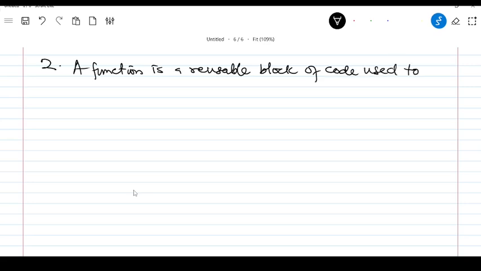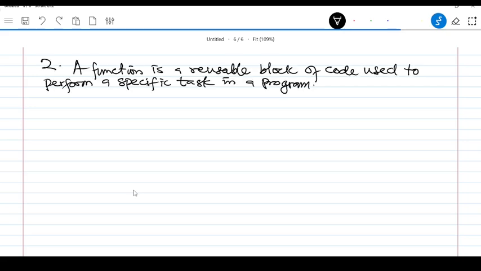A function is a reusable block of code used to perform a specific task in a program, and that is what a function is all about. So a function is a reusable block of code which is used to perform a specific task in a particular problem. So we are going to do the second one, which is to write a function for sumOfSquares that is going to actually ask the user for numbers, and then we're going to print the number. So let's just kind of do that right now.